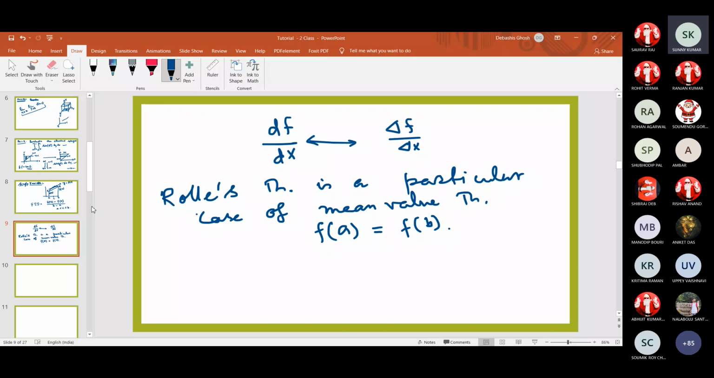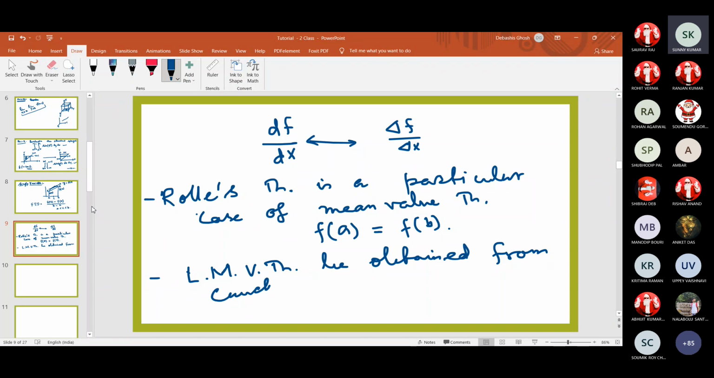We can have the extension of the mean value theorem, that is called Cauchy's mean value theorem, and from Cauchy's mean value theorem we can also get Lagrange's mean value theorem. That Lagrange's mean value theorem can be obtained from Cauchy's. Sir, what is Cauchy's mean value theorem? I will explain.